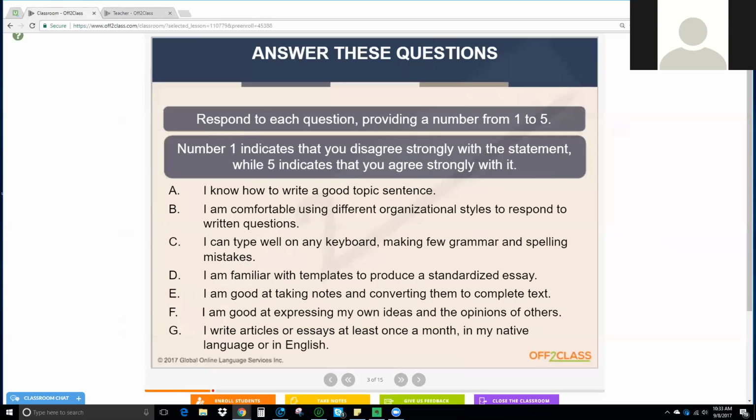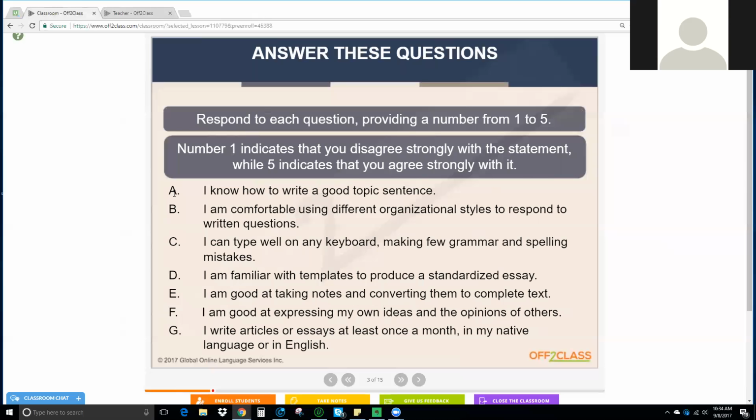Okay, so you can write on your paper letter A and write a 1 if you disagree that you know how to write a good topic sentence, or 5 that you agree. Or something in the middle if you only partially agree. Okay, and that's the same for B. Go ahead and write B on your paper and assign a number 1 through 5. I am comfortable using different organizational styles to respond to written questions.